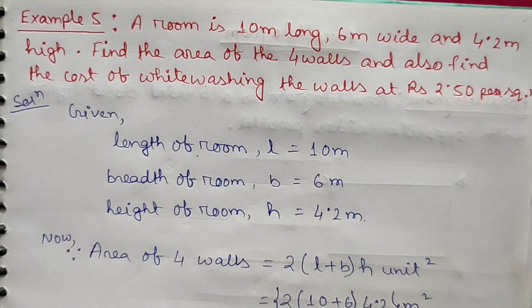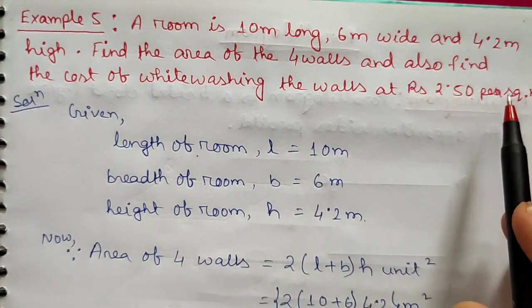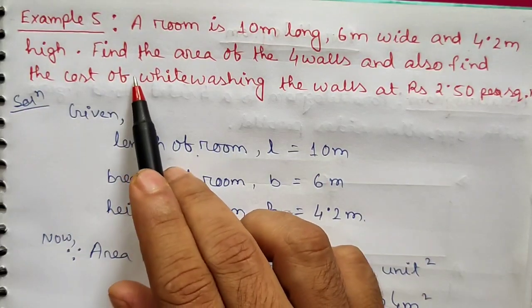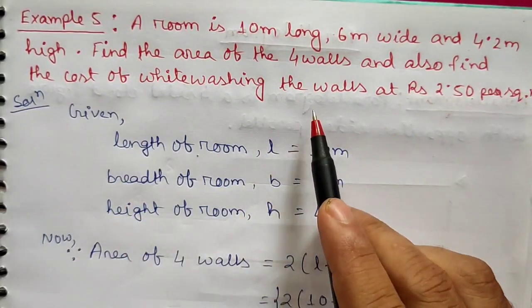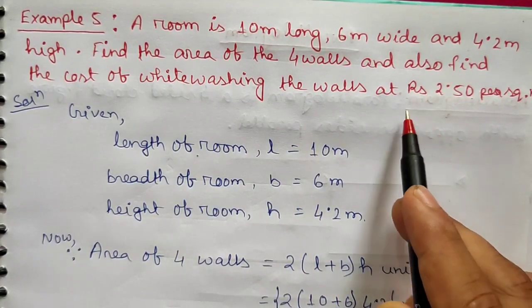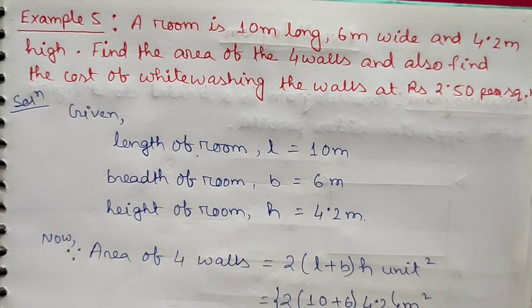It will be more clear if we solve one example. Okay, so let us solve an example. This is example number 5. A room is 10 meter long, 6 meter wide and 4.2 meter high. Find the area of the 4 walls and also find the cost of whitewashing the walls at rupees 2.5 per square meter. In this case, what do we have to find? First we have to find the area of the 4 walls. Next, what do we have to find?